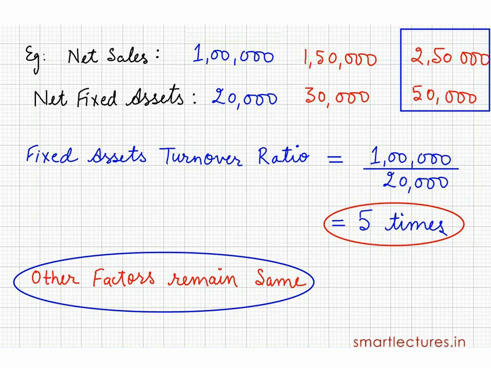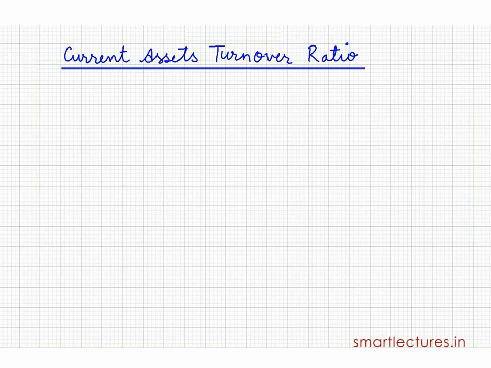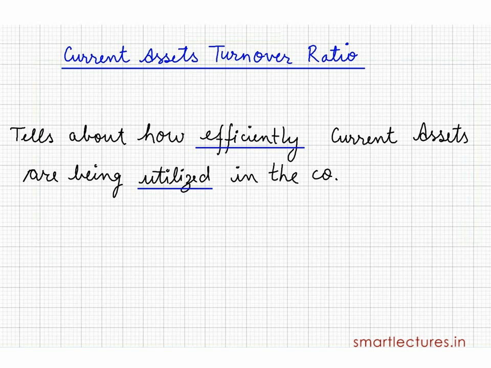Now, we'll take up current assets turnover ratio. Means it establishes relationship between the current assets and turnover. Actually, it tells about how efficiently current assets are being utilized in the company. Means to what extent they are helping to generate sales.